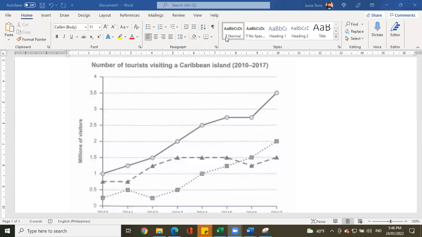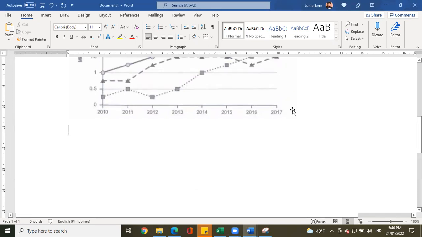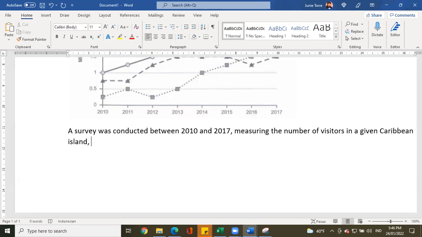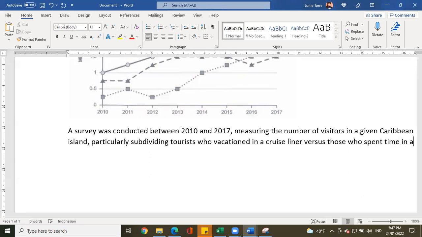Okay. There, a survey was conducted between 2010 and 2017, measuring the number of visitors in a given Caribbean island. Particularly subdividing tourists who vacationed in a cruise liner versus those who spent time in an island.